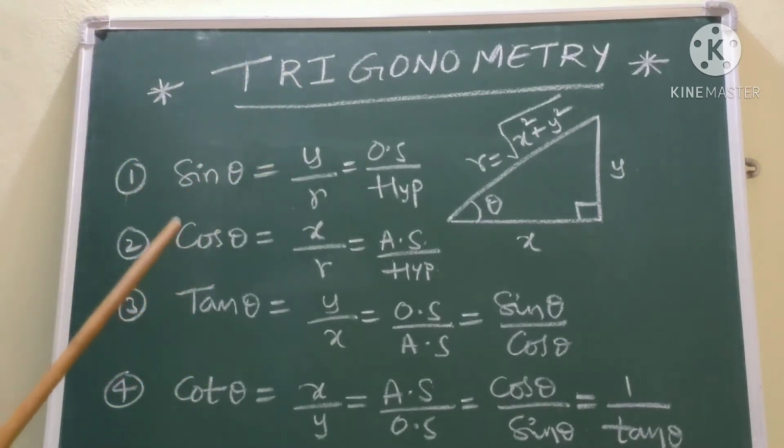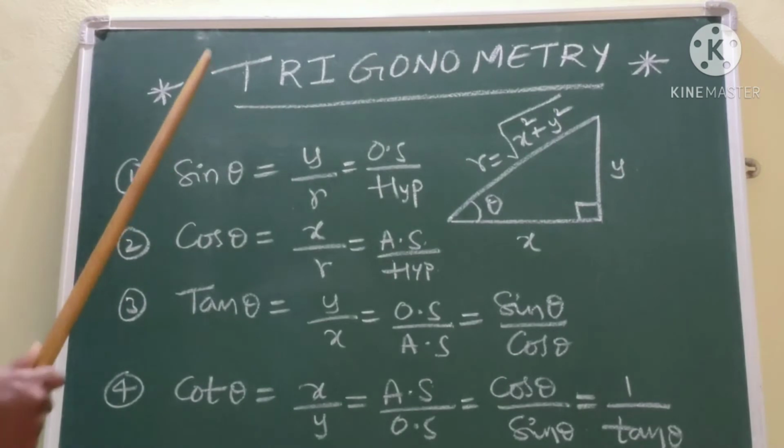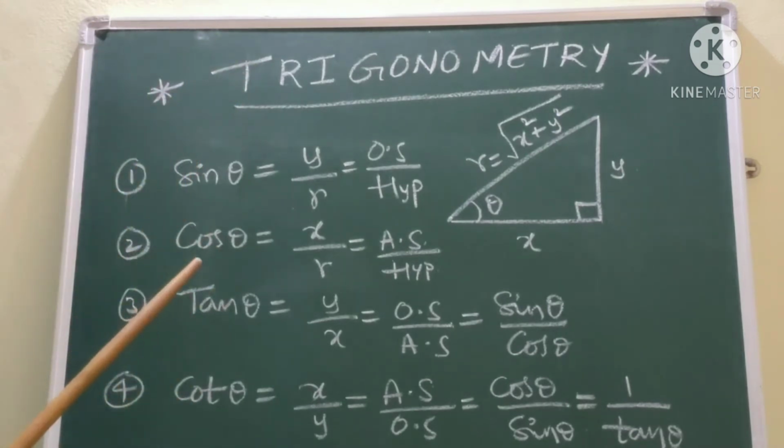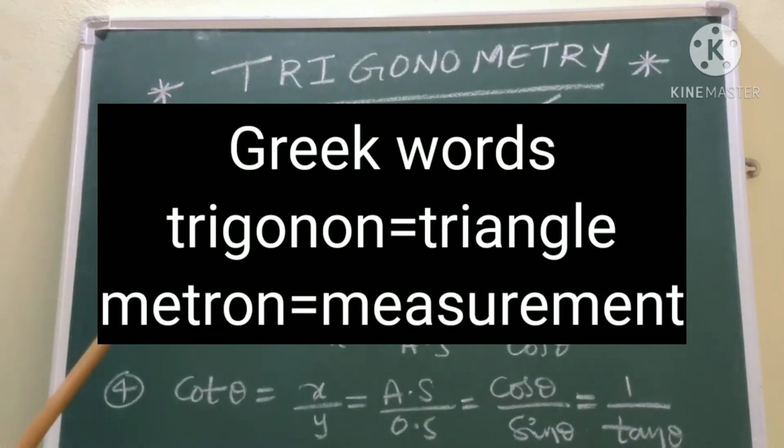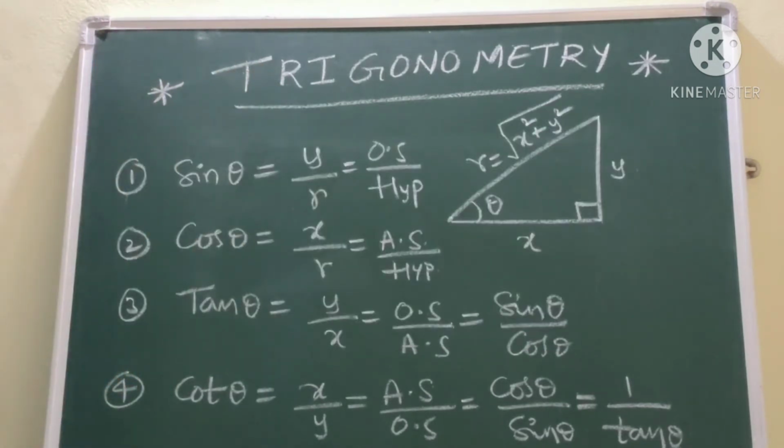Now let us see what is the meaning of trigonometry. Here trigonometry is divided into two words, trigonon and metron. These are from Greek words. Trigonon means triangle and metron means measurement. Here the measurements from the triangle is called trigonometry.